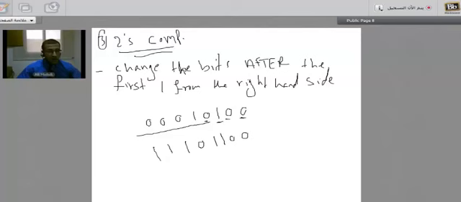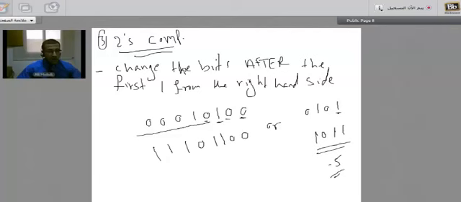Another example, if you have this number 5, you scan it as well, just like we did, but obviously we have no 0, so we start straight with the 1. This one will come down, and then we just change what's left. So we have minus 5 using the 2's complement technique.